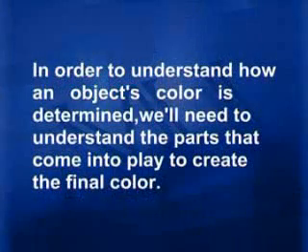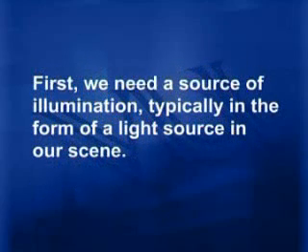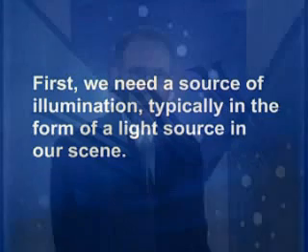In order to understand how an object's color is determined, we'll need to understand the parts that come into play to create that final color. The first thing that we need to know is the source of illumination, which is typically in the form of the light source in our scene. And the second thing is the material, the surface that it interacts with in order to create a view.